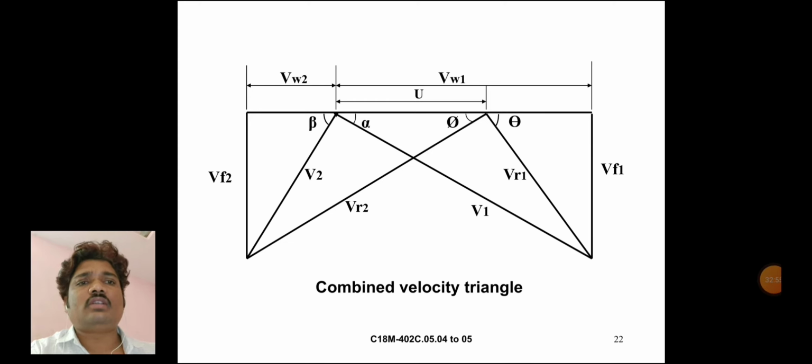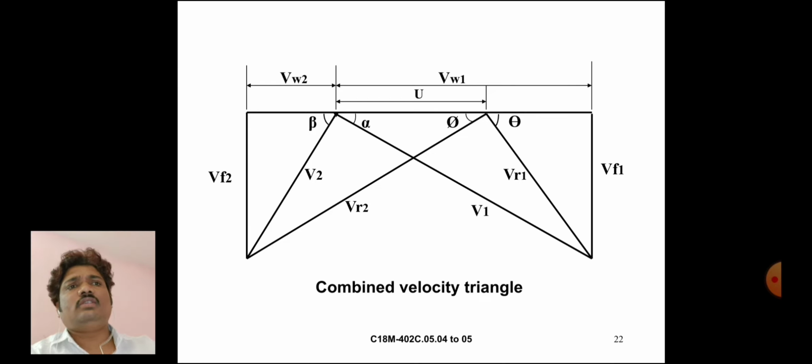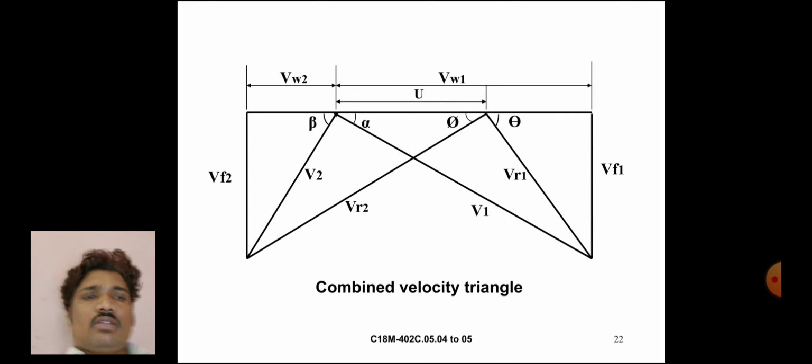This is a combined velocity triangle. So many velocities are combined, and these triangles may be forming. This is called the combined velocity triangle. A number of velocities are combined, and they are forming the triangles.